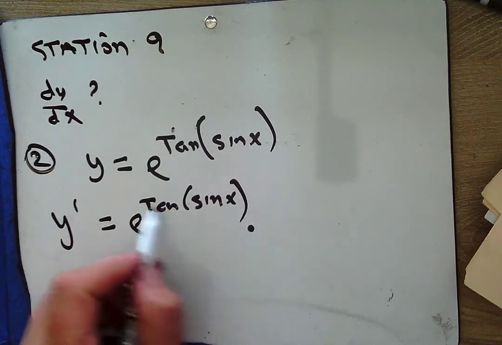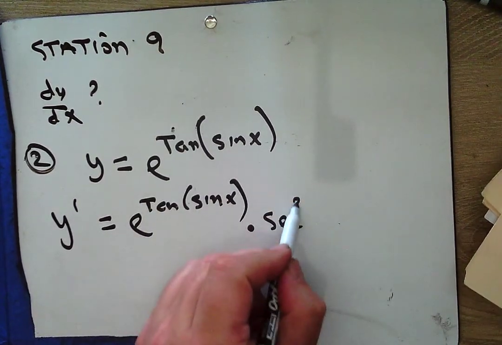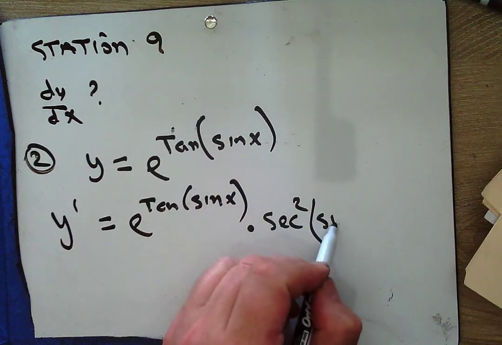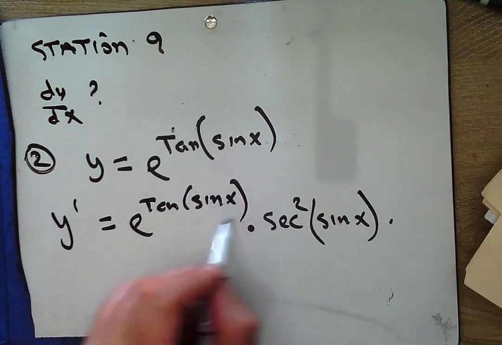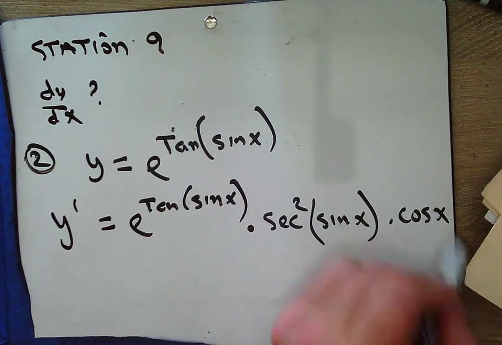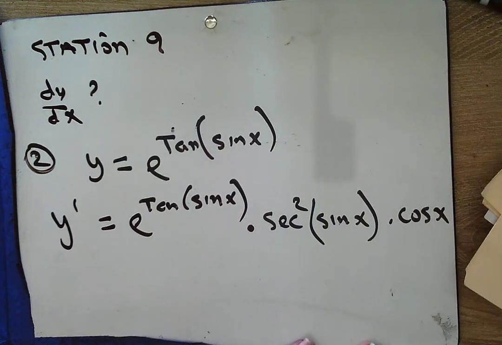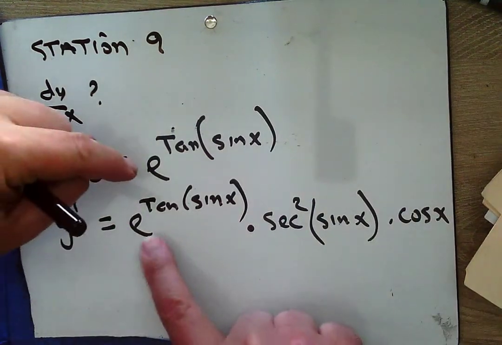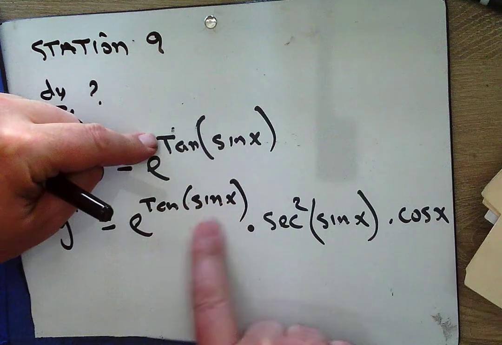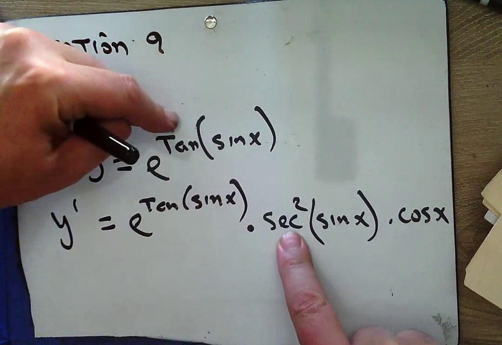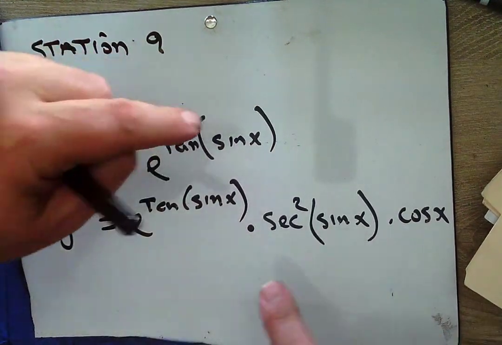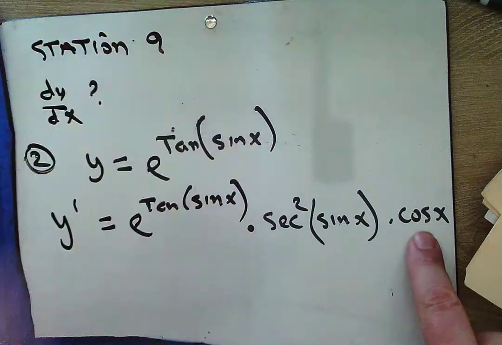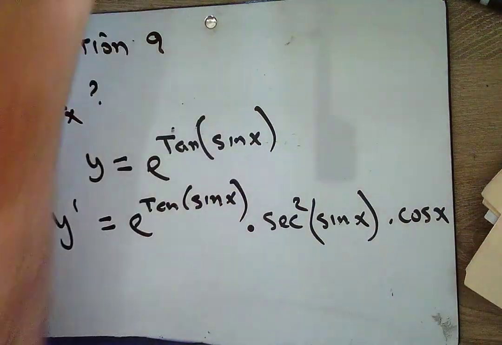So the derivative up here, the derivative of tangent is secant squared, that inside alone, times the derivative of the inverse function, and then we stop. Okay? So the derivative of e to the is e to the times the derivative of tangent of stuff times the derivative of stuff. Okay? And number 3.